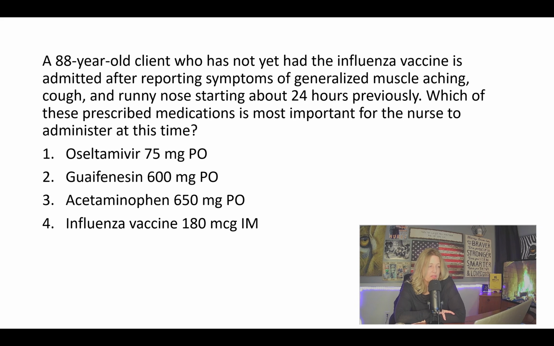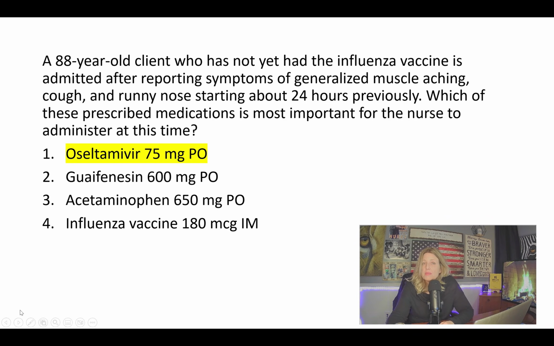So oseltamivir is for the flu, guaifenesin is for the cough, maybe a little for the runny nose. Acetaminophen is for the general muscle aching, and the influenza vaccine. Well, I'm going to cross off influenza vaccine because there's no point in giving it right now. We can give it later if we want, but there's no point in giving it now. And 2 and 3 are for the subjective findings. The oseltamivir is for the flu, and because they make it very, very clear that they have the flu here, even though they don't say they have the flu, they make it really clear they probably do, then I'm going to go ahead and give that because having the flu is an objective problem. And you have to give Tamiflu or oseltamivir early or it doesn't do any good. So I'm going to go ahead and give that first.